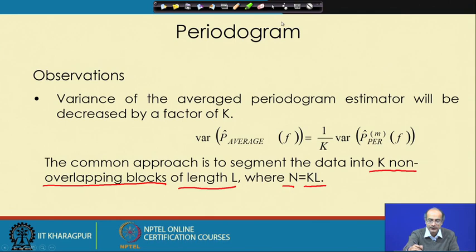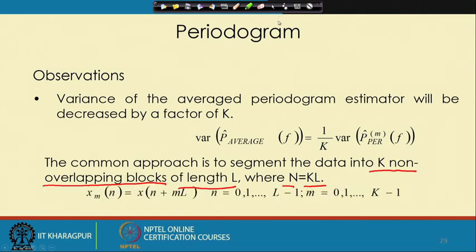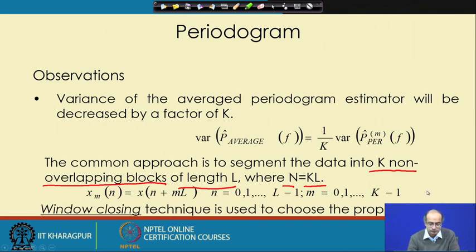So, in this way we have generated the individual data sets which are assumed to be independent, at least that is true so long as the observations are independent from each other. Now, to get the proper value of L, we use a technique called window closing.